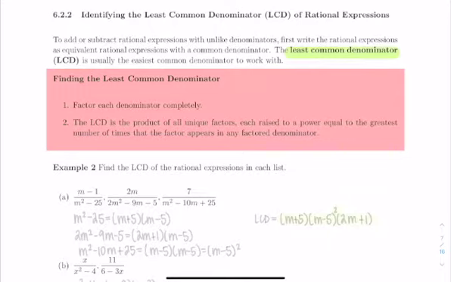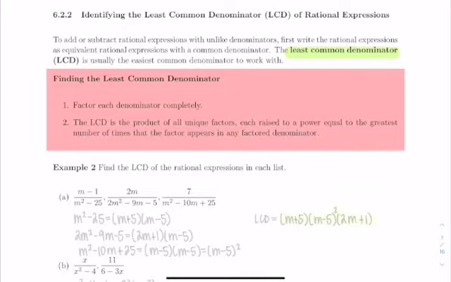To find the LCD, you'll factor each denominator completely. And the LCD is the product of all unique factors, each raised to a power equal to the greatest number of times that the factor appears in any factored denominator. So let's go ahead and find the LCD of the rational expressions in the list below.